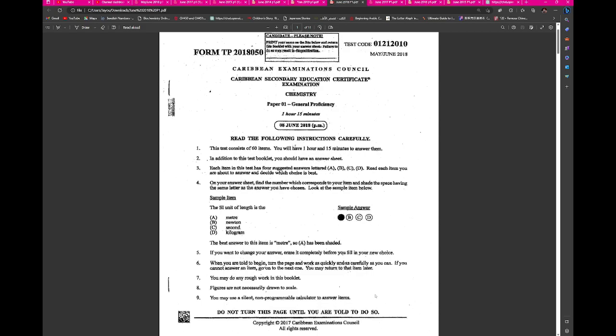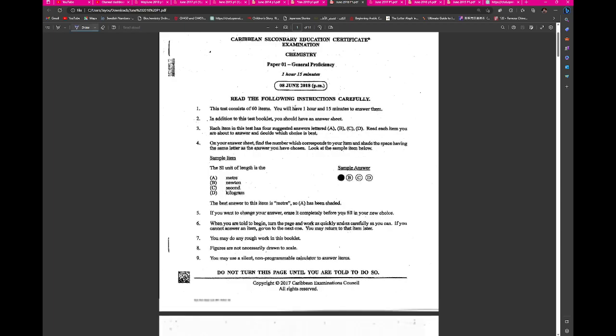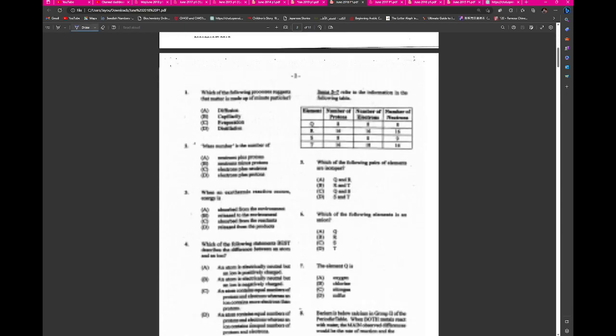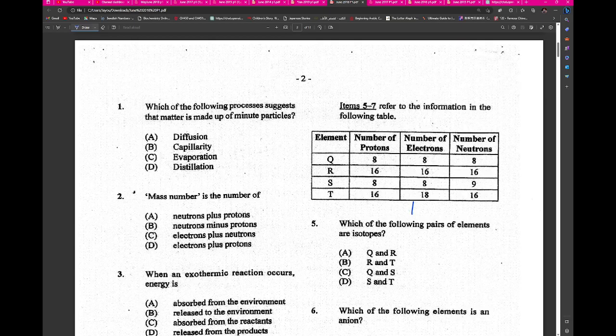So here we're looking at the May-June 2018 chemistry CSEC paper 1. Right, so let's have a look at it. Okay. Allow the screen to clear out.